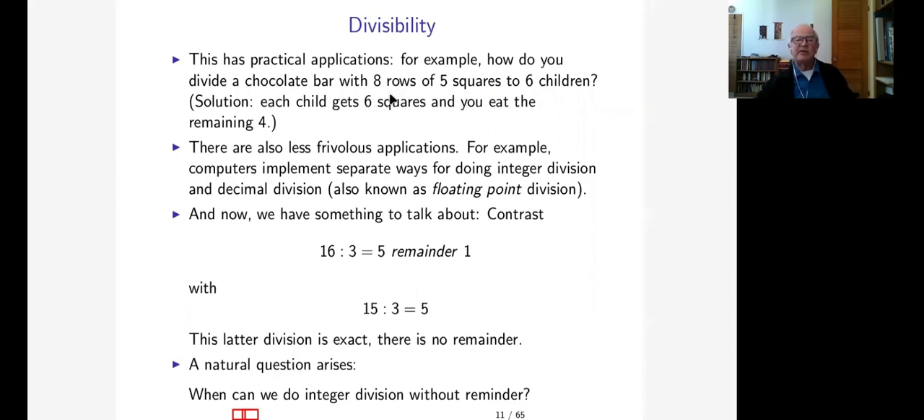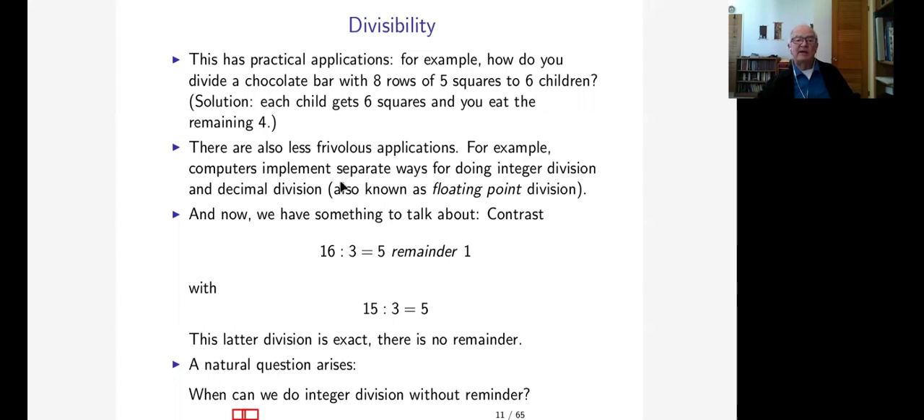This distinction between the two divisions does have very important practical applications. So for instance, if you have a chocolate bar with eight rows of 5 squares, so that's 40 little squares of chocolate, and you have to divide it to 6 children. And how do you do that if you want to give squares? Well, you give to each child 6 squares. Did I do this right? 8 times 5, yes, that's 40. So 6 children, 6 squares, that's 36. And there are 4 left. And those 4, it's easiest if you eat them. Don't try to divide the 4 squares to 6 children. So often, even in practice, when we have to divide something, then we have a remainder and we have to decide how to deal with the remainder.